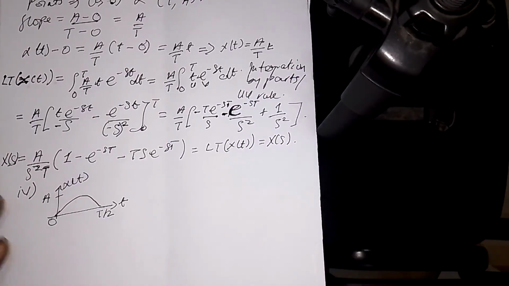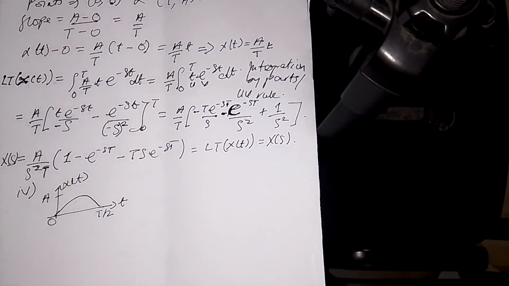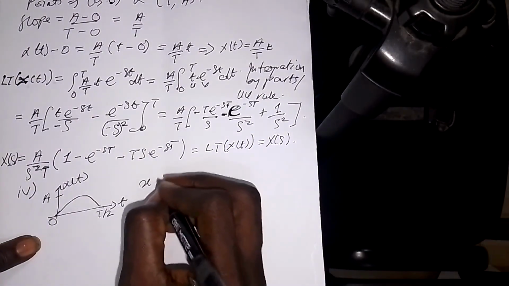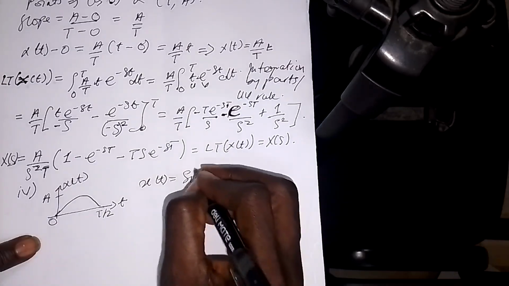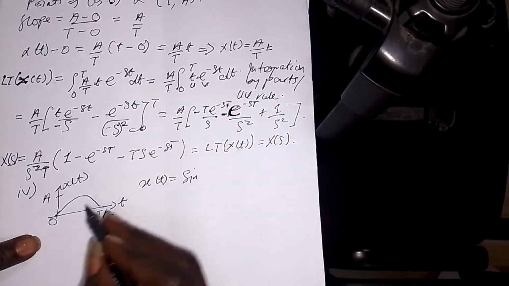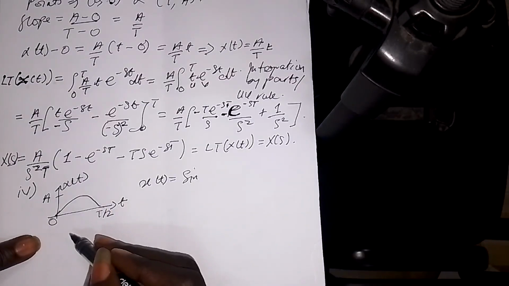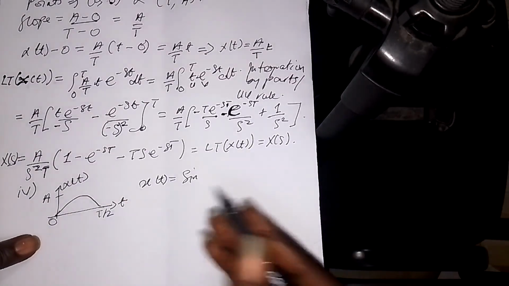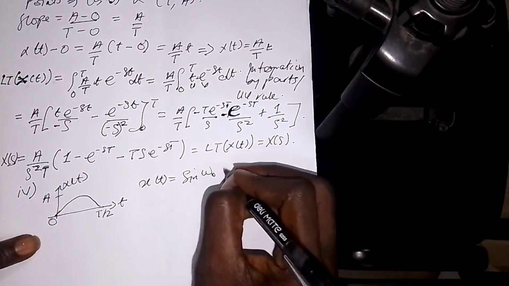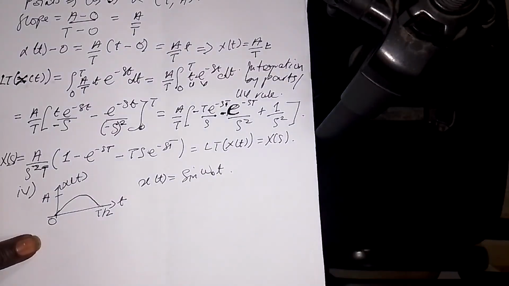So now in this function, what we can say is that x of t is actually equal to sine. This is a sinusoidal function. The sinusoidal function is sine omega naught t. So this is that particular function.